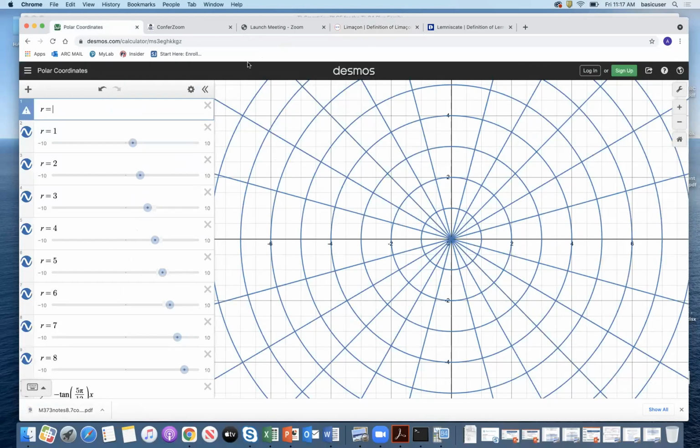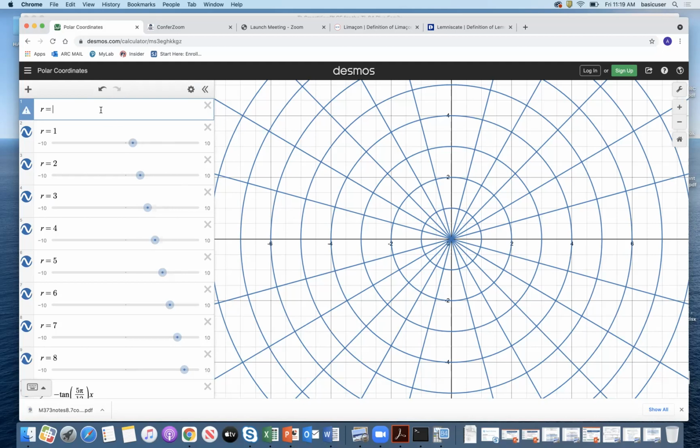But if you type in Desmos, D-E-S-M-O-S, and then polar coordinates, I would probably just Google that, Desmos polar coordinates. It brings up a polar graphing calculator that's free. I haven't even signed up or signed in or anything, and I'm allowed to use it. And what I can do is just type in the equation right here. I don't worry about any of this stuff going down. That's actually how they generated all of the lines for the polar graph paper. So if I took off that r equals 1, it takes off that circle of radius 1.